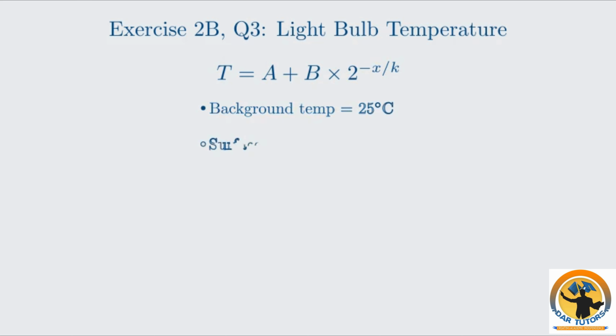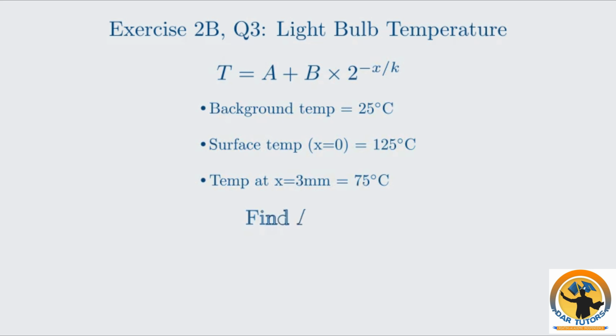Let's move on to a more challenging problem, Exercise 2B, Question 3. This one involves finding multiple constants. The air temperature T around a light bulb is given by T equals A plus B times 2 to the power of negative x over k. We are given three pieces of information. The background temperature is 25 degrees, the surface temperature is 125 degrees, and the temperature 3 millimeters away is 75 degrees. We need to find the integer values of A, B, and K.